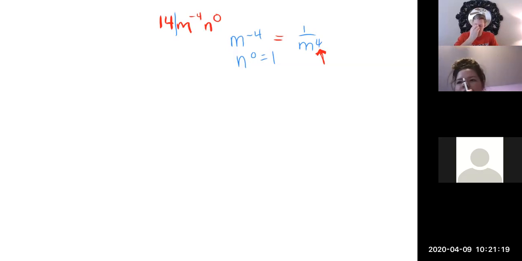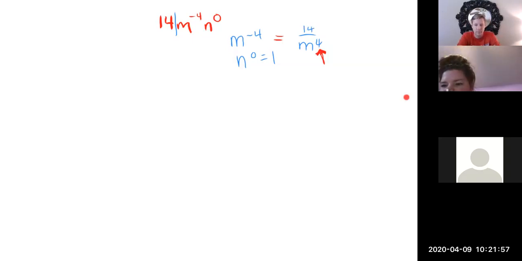Okay, so now if we have 14 on top, m to the 4th on bottom, and n to the 0 just kind of drops out, then what should our final answer be? Wait, 14 on top? Yeah, because remember, there is a laser pointer app too. So this 14 right here, it still needs to be in the problem when we finish it. And since it has a positive exponent, it's not going anywhere. And there's nothing else we can do to simplify 14 to the 1st power. So it just stays where it is. It hangs out in the numerator of our answer.